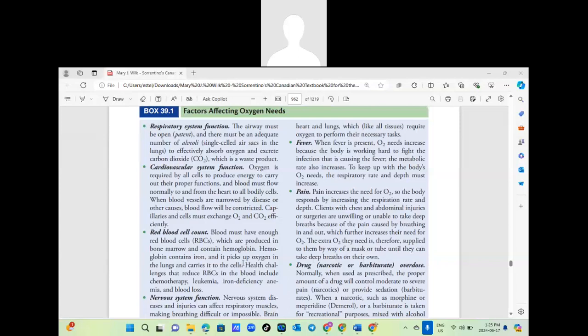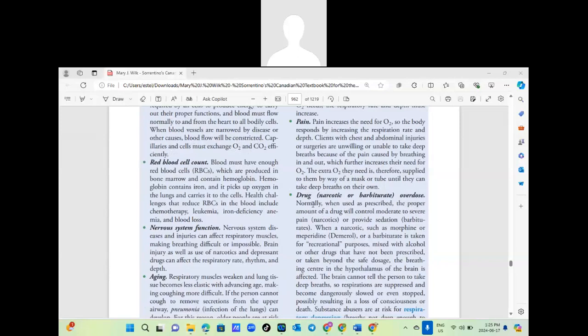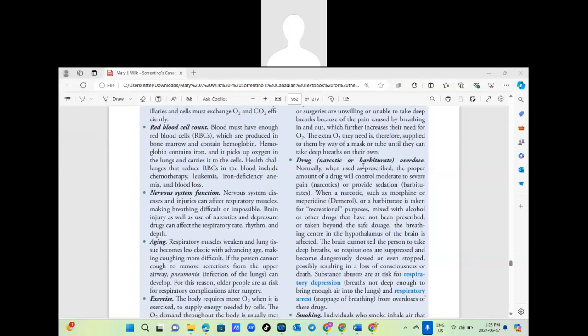As I have mentioned over here, the nervous system function. So drugs: narcotic or barbiturate overdose. Normally, when used as prescribed, the proper amount of drug will control moderate to severe pain and also provide sedation. The narcotic is the one controlling the pain, and the barbiturate is the one that provides sedation.